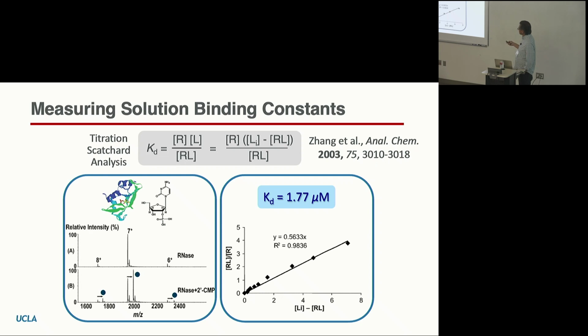And you can do this for compounds that have affinities of micromolar, maybe sub-micromolar could be possible. But it's quite possible to use electrospray ionization and native mass spectrometry to make these measurements.